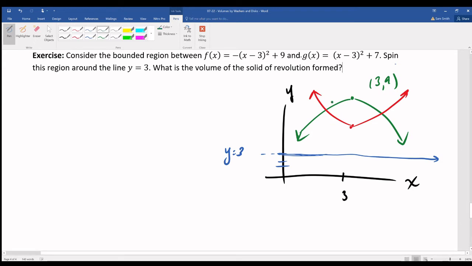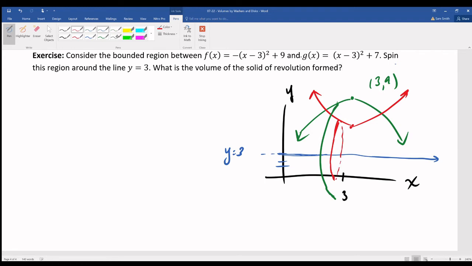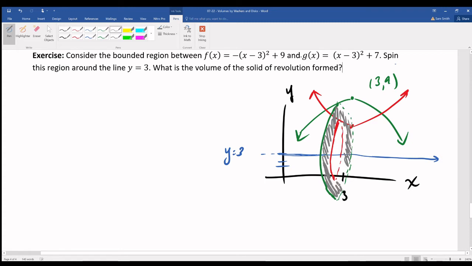So for example, at some x value here, I will spin green around the blue line, and I will spin red around the blue line. Give a little bit of depth. And the area of the washer-shaped region between those two would be the area of this particular cross section.